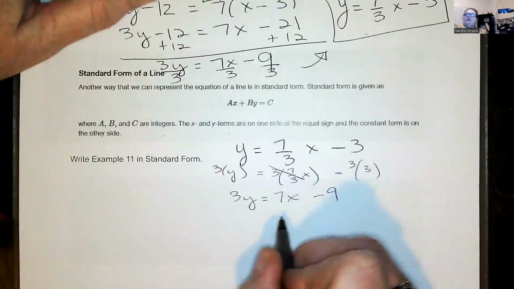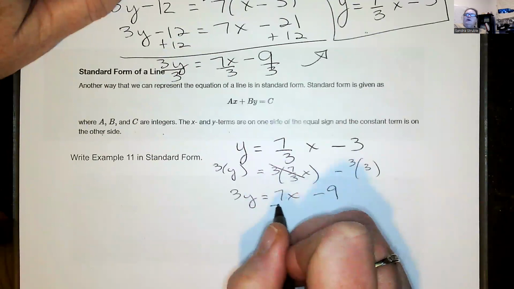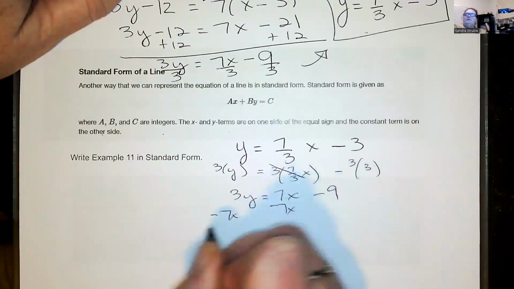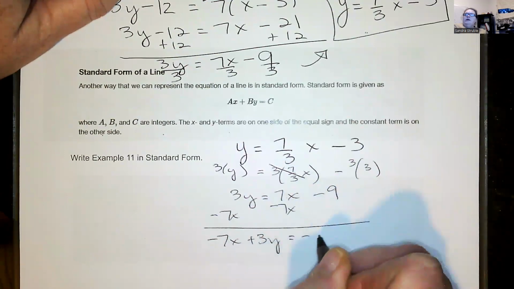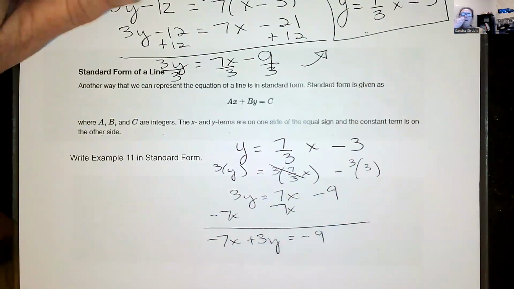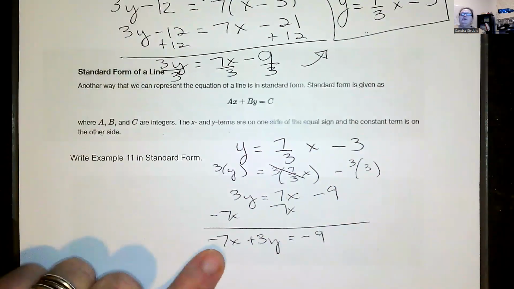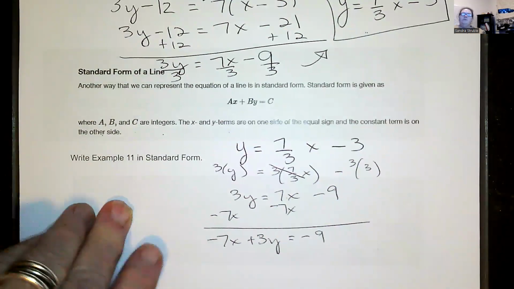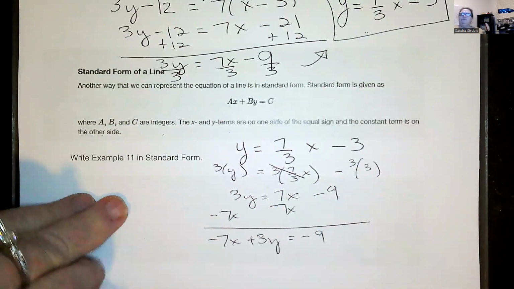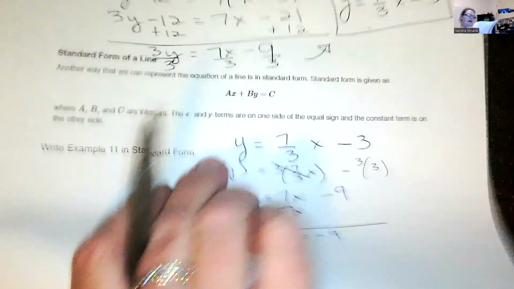And then the last bit is I need to take the 7x to the other side. So minus 7x, minus 7x, negative 7x plus 3y is equal to negative 9. Some people might want to have their a as positive. It honestly doesn't matter, but we've got it in the right form. Ax plus by equals c. And that is standard form.